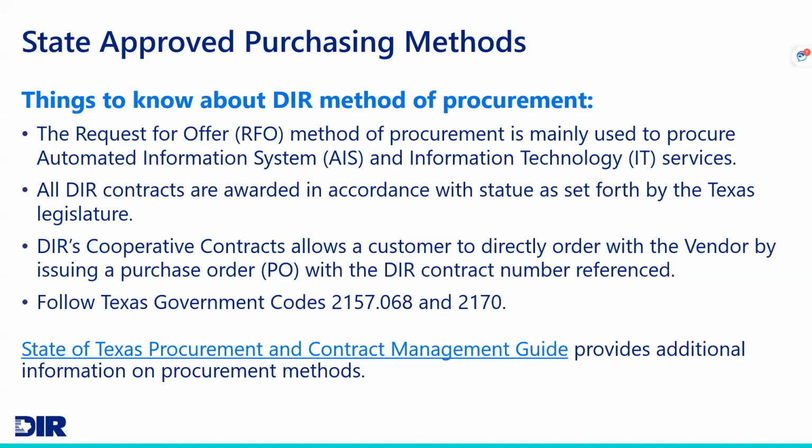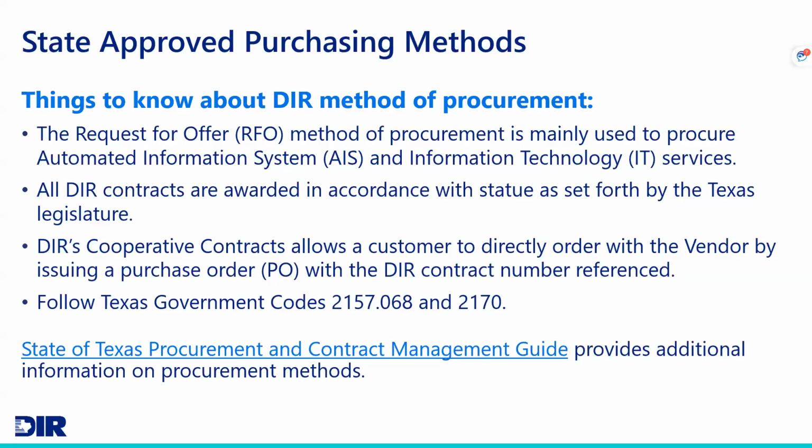So all of our DIR contracts are competitively bid, and our contracts are awarded in accordance with statute as set forth by the legislature. That then allows you, our customers, to use our cooperative contracts by going directly to our DIR vendors, and you issue that PO directly to the vendor, making sure that the DIR contract number is referenced on your purchase order. So when you do business with our cooperative contract vendors, you order directly from them. You don't issue the PO to DIR, you issue it to the vendor. And then the vendor reports to us what they're selling on their contracts.